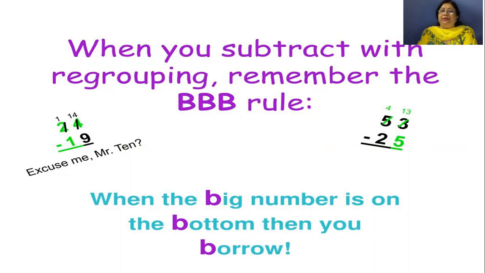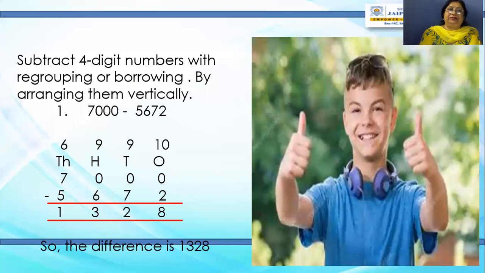So remember the BB rule. When the big number is on the bottom, then you borrow. So this is BB rule. Always remember this rule so that you get your answers right.